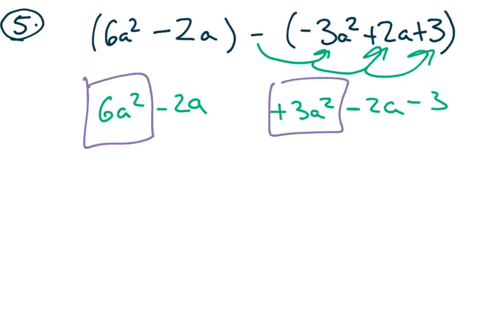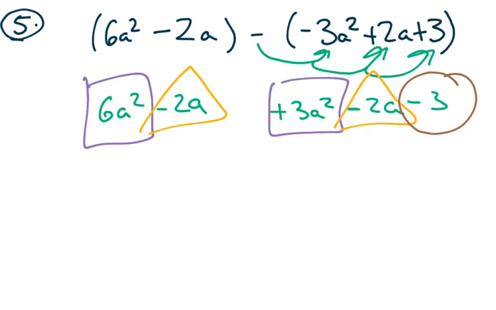Let's put terms together, I should say. So we can put 6a squared with 3a squared. We can put negative 2a with negative 2a. And negative 3 has no friends. So let's keep putting stuff together. 6a squared and 3a squared is going to give me 9a squared.